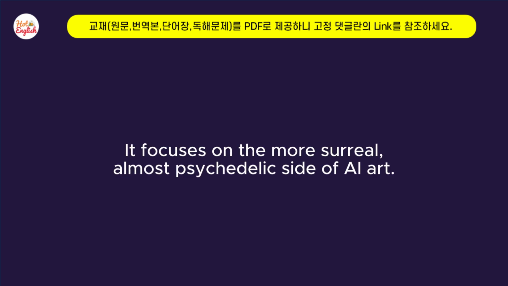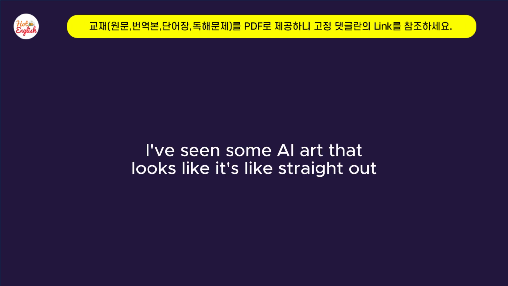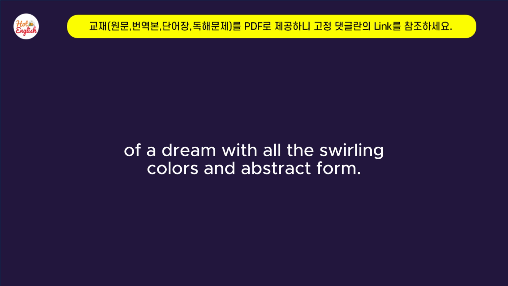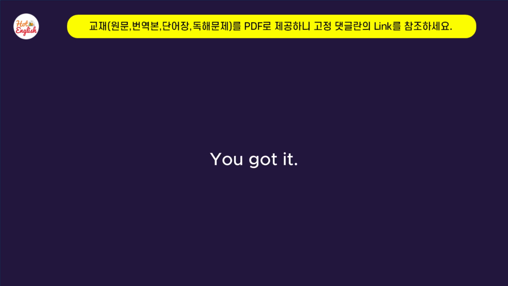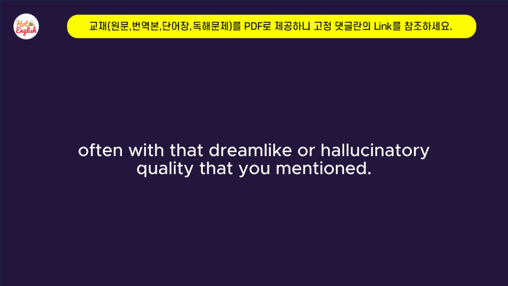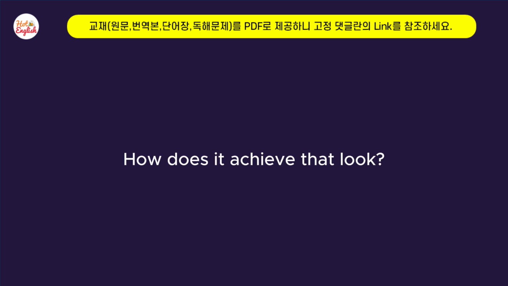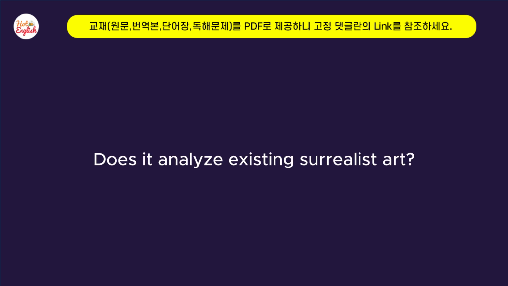It focuses on the more surreal, almost psychedelic side of AI art. Oh, interesting. I've seen some AI art that looks like it's straight out of a dream with all the swirling colors and abstract forms. You got it. Is that what Deep Dream Generator does? Deep Dream Generator is all about creating art that's beautiful and bizarre, often with that dreamlike or hallucinatory quality that you mentioned. I'm picturing Salvador Dali meets AI. How does it achieve that look? Does it analyze existing surrealist art?